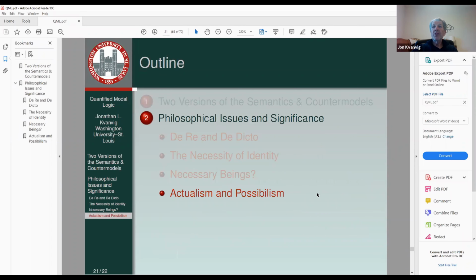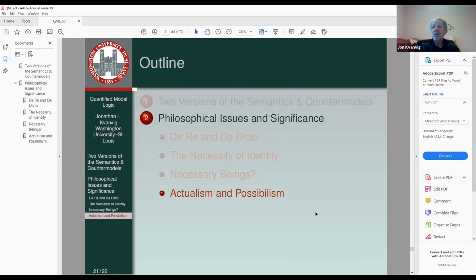Here's the last one, the question about actualism and possibilism. One way in which that question has come up is that we're talking about both the actual world and possible worlds. And that might make you a little uncomfortable. You might be inclined to think, well, the actual world is real. Possible worlds are inventions. They're not real, or they're not as real as the actual world. So can we do things to avoid talking about possible worlds? That's one way in which the question of possibilism comes up.